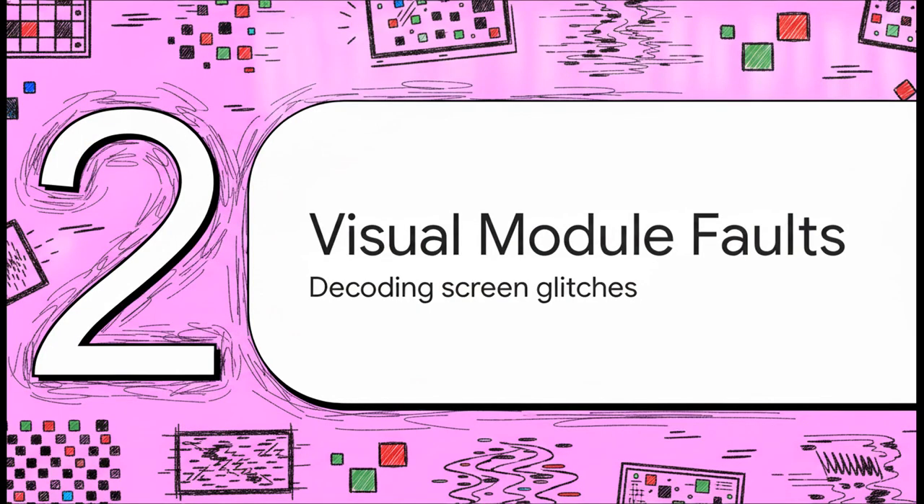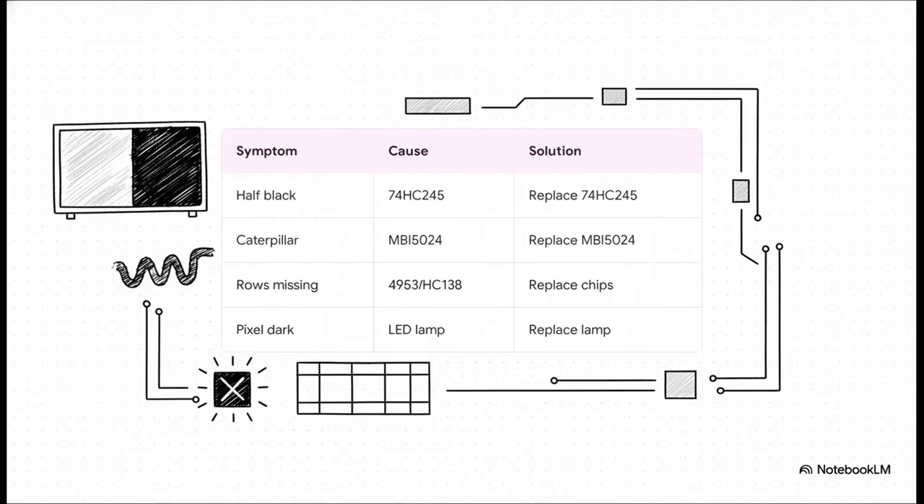Which brings us to Section 2, Unmasking Visual Module Faults. It's time to decode those weird screen glitches. By using this simple symptom, cause, cure framework, you can instantly translate a dreaded display glitch into actionable repair steps. Do you see a worm effect or caterpillar of abnormal brightness streaks? That's likely a short circuit in the lamp tubes or some PCB tin bridging. Just clean up the solder bridges or swap the faulty beads.